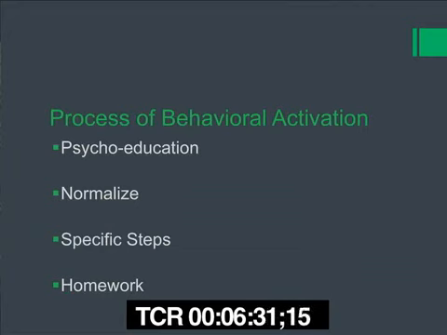The first thing you want to do is provide psychoeducation. With that, you want the patient to understand the thought, behavior, mood connection, so that they understand that the depression is not their bad personality. It's just that they're going through a difficult time. And it also will help them understand why you're going to help them change their schedule.